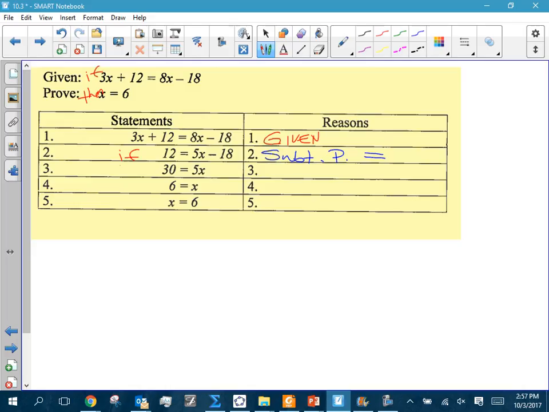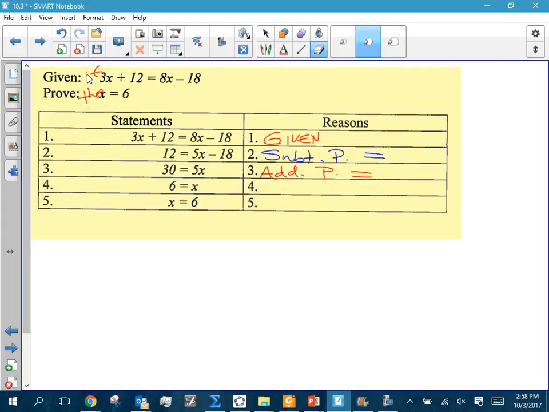Now we're here with an if-then statement, so we drop down a line. If 12 equals 5x minus 18, then why does 30 equal 5x? What did they do there? Anybody? Yeah, they added 18 to both sides. When I add something to both sides, that's the addition property of equality. Whenever we do something to both sides, it's of equality, because we're maintaining that balance in the equation.